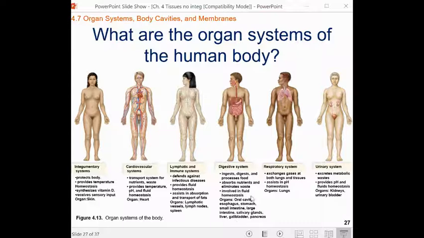The organ systems of the body are broken down into several different ones. We have the integumentary system, which is basically your skin. It's protecting your body, providing temperature homeostasis. It makes your vitamin D, receives sensory input, and the main organ in this is your skin. The cardiovascular system transports nutrients and waste, provides temperature, pH, and fluid homeostasis. Its main organ is the heart, along with the major arteries and veins.